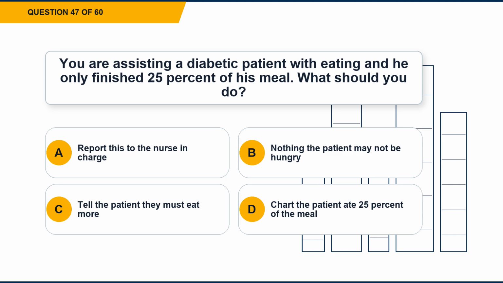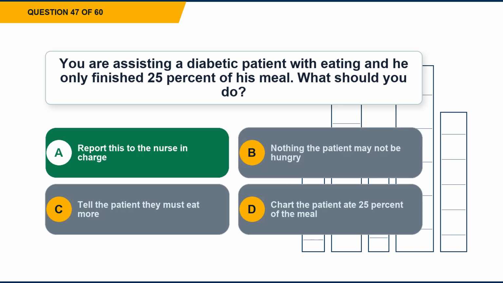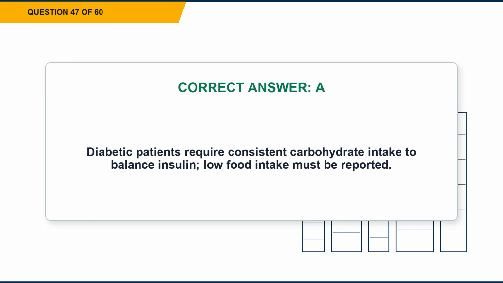Question 47. You are assisting a diabetic patient with eating and he only finished 25% of his meal. What should you do? Option A, report this to the nurse in charge. Option B, nothing, the patient may not be hungry. Option C, tell the patient they must eat more. Option D, chart the patient ate 25% of the meal. The correct answer is option A, report this to the nurse in charge. Explanation. Diabetic patients require consistent carbohydrate intake to balance insulin. Low food intake must be reported.